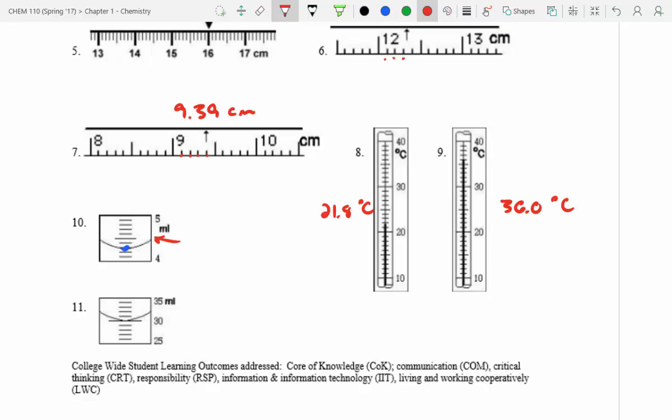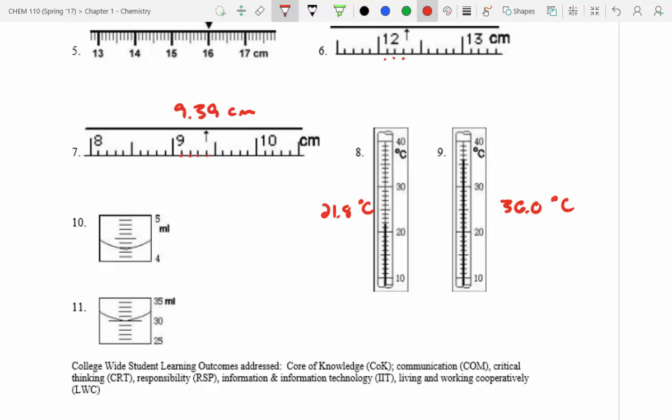Don't measure up at the curve of the meniscus. That is really hard to do. We want to measure the very bottom. All right, so let's do number 10. What are the hash mark units? So we're between 5 and 4. Yeah, they're the tenths place, so maybe we can estimate to the hundredths place.